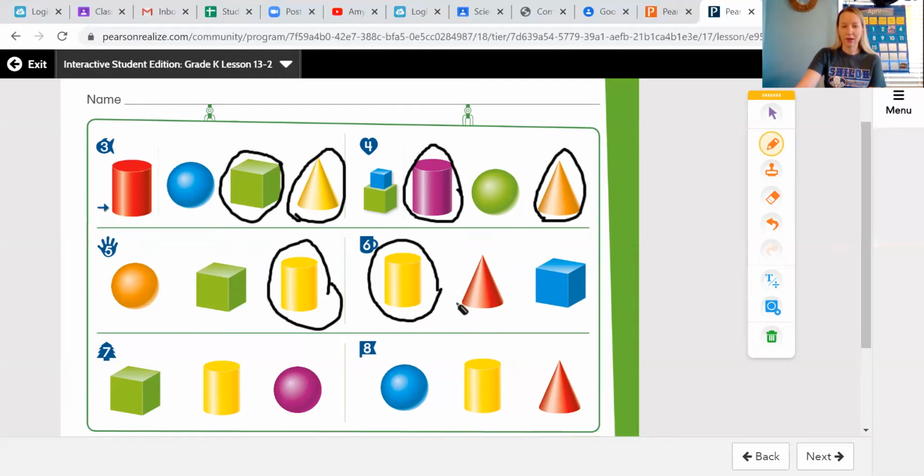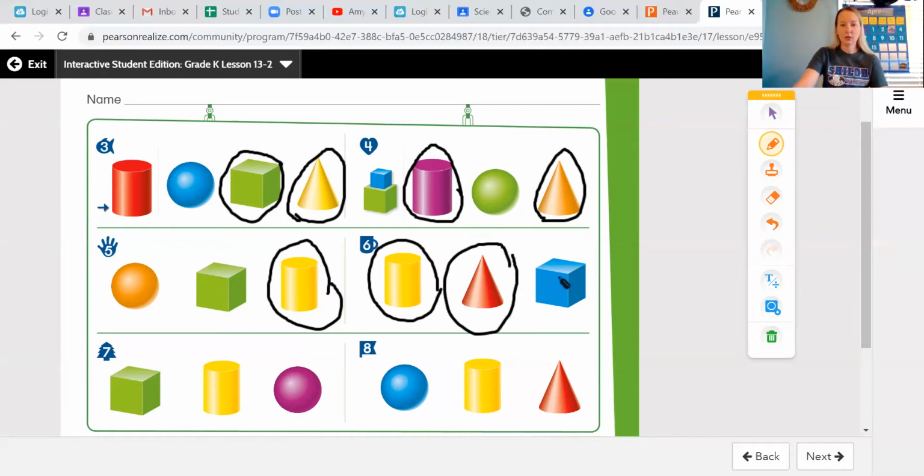Let's move over to the cone. Does a cone have a flat edge that makes it be able to slide? Let's find out. Yep, it sure does. Can it also roll? It sure can. So this one can slide and roll. Go ahead and circle the cone.